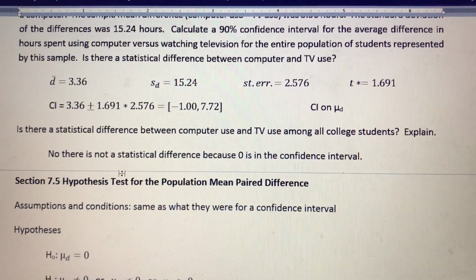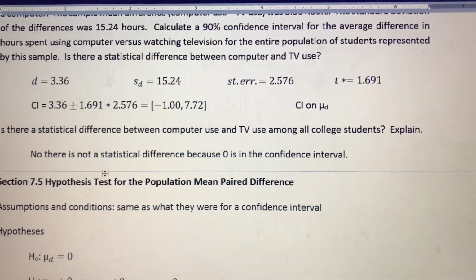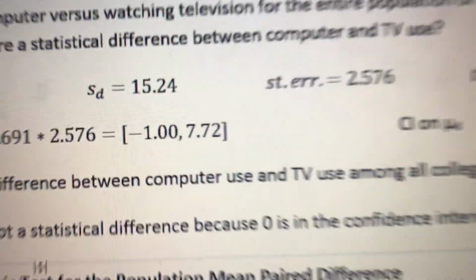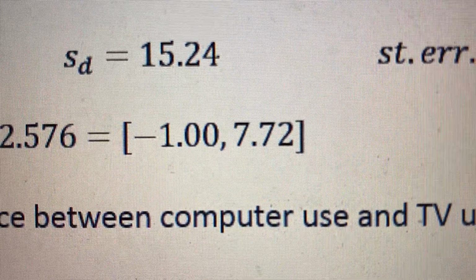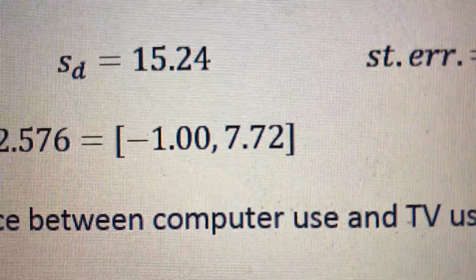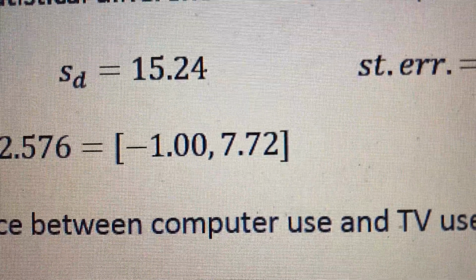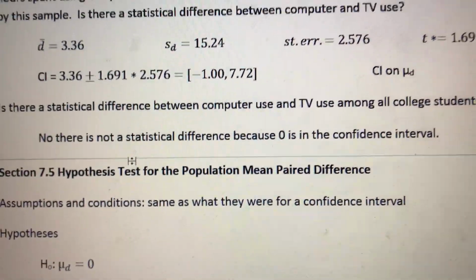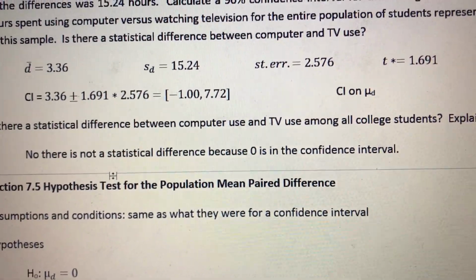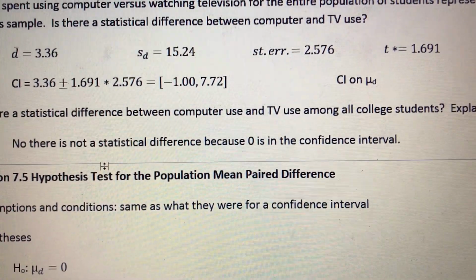So is there a statistical difference between computer use and TV use among all college students? We can look inside our confidence interval. Because our confidence interval does contain 0, we go from a negative number to a positive number. It does contain 0. Therefore, there is not a significant difference because 0 is in our confidence interval.